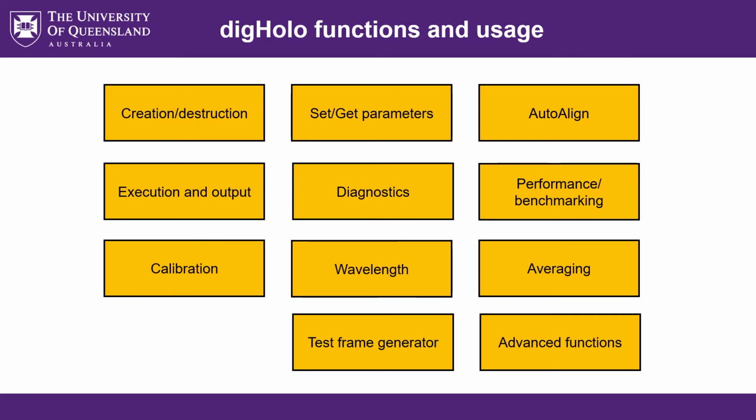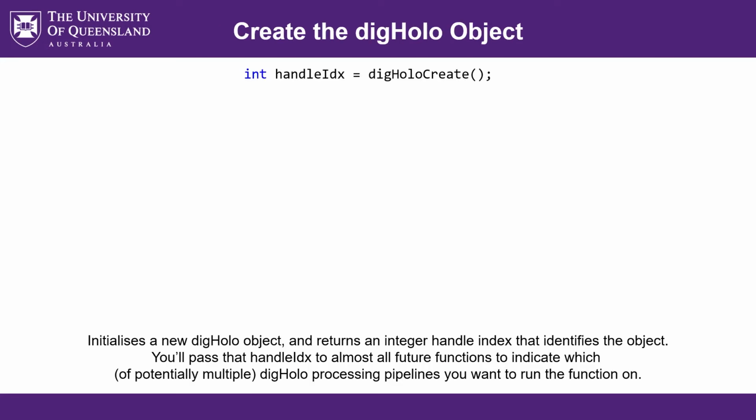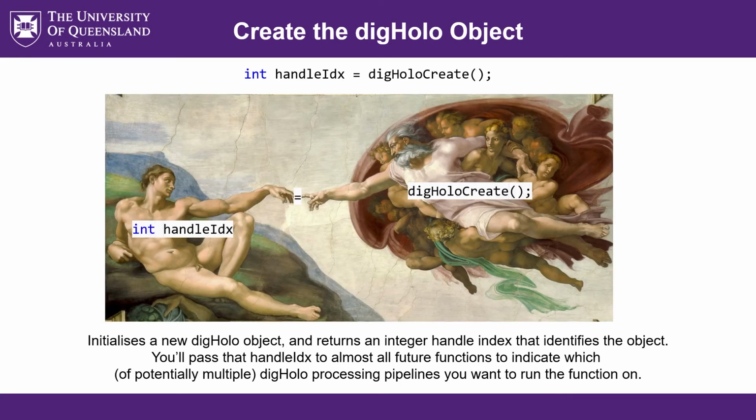Next, I'll run through the basic usage patterns and the kind of functions that are available at time of recording this video. The first thing you'll need to do is to ask the library to create a new digHolo object and its associated pipeline. You can have multiple pipelines on the go at once if you want, and they should all be thread safe. They've all got their own memory. So we breathe life into the digHolo object. That object's really handled internally by calling the digHoloCreate routine. And that just returns to us an integer, which identifies which pipeline that refers to.